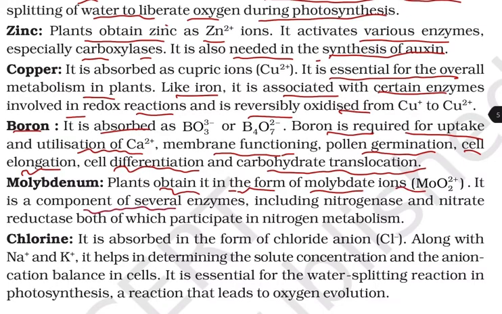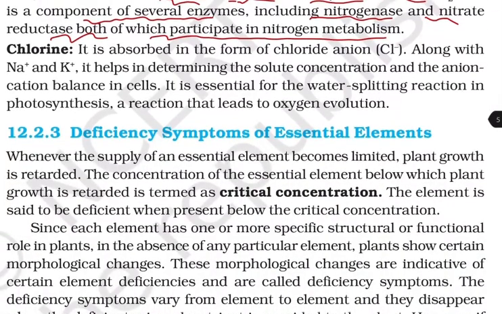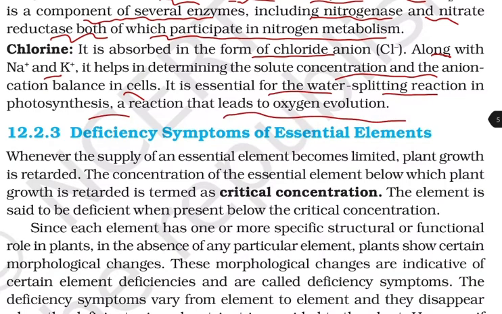It is a component of several enzymes including nitrogenase and nitrate reductase, both of which participate in nitrogen metabolism. Chlorine is absorbed in the form of chloride ion, that is Cl minus, along with the sodium ion and potassium ion. It helps in determining the solute concentration and anion-cation balance in the cells. It is essential for the water splitting reactions in photosynthesis, a reaction that leads to oxygen evolution.